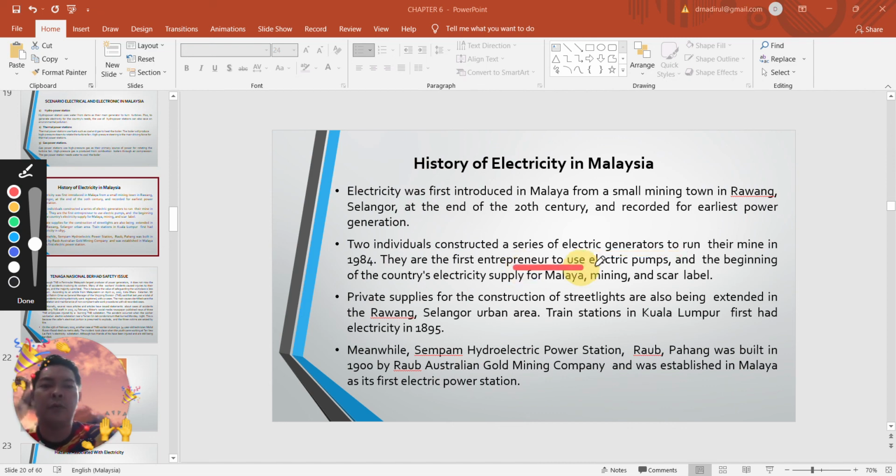They were the first entrepreneurs to use electric pumps, marking the beginning of the country's electric supply for Malayan mining. Private supply for the construction of street lights was also extended in the Rawang, Selangor urban area. The train station in Kuala Lumpur first had electricity in 1895. Meanwhile, the Sempam Hydroelectric Power Station in Raub, Pahang was built in 1900 by the Raub Australian Gold Mining Company and was established in Malaya as the first electric power station at that time.